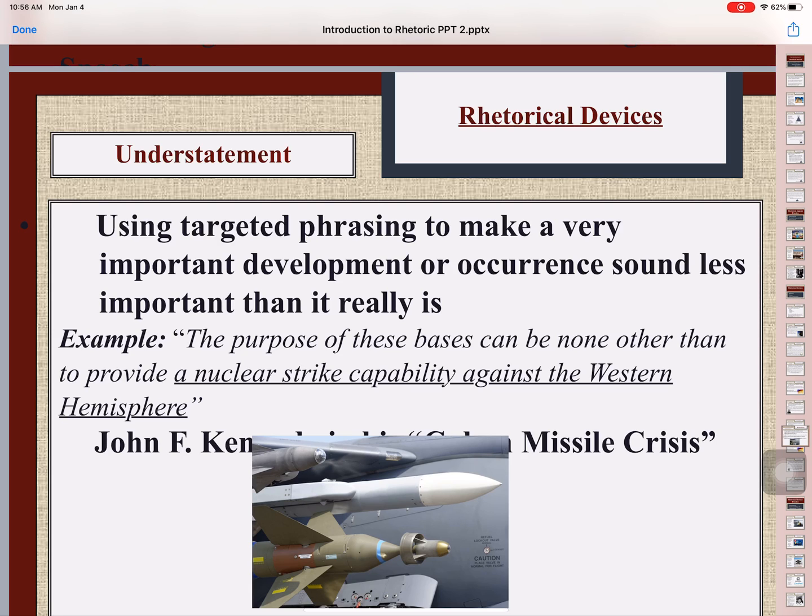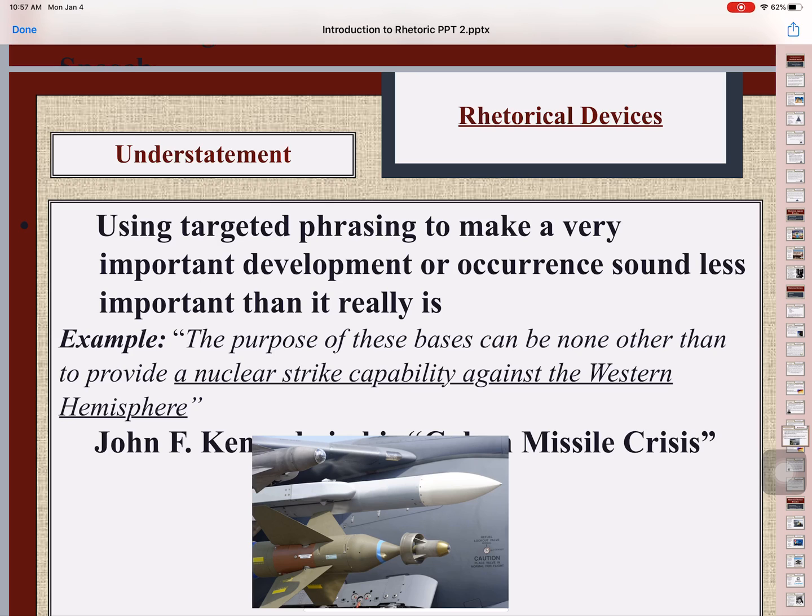Let's keep going. Okay, understatement. Sometimes called litotes. It's using targeted phrasing to make a very important development or occurrence sound less important than it really is. I always remember it like this. He's not the sharpest tool in the shed, right? Instead of saying he is an idiot, right? Very harsh. We kind of understate his dullness by saying he's not the sharpest tool in the shed. I think I use this one all the time. Not that phrase, but litotes, understatement, rather than just going straight to the heart with my statement.